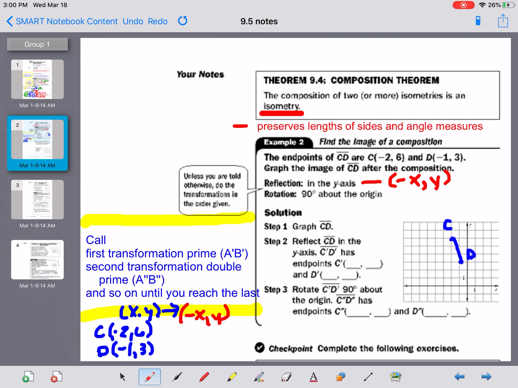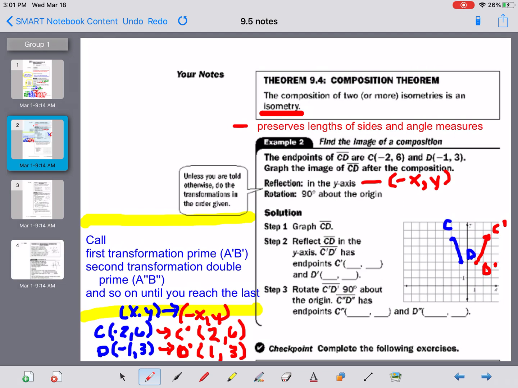So I'm trying to find C prime and D prime now. My X was negative 2, its opposite is going to be positive 2. My Y is going to stay the same at 6. My D was negative 1. I'm going to do its opposite, which is positive 1, and the Y is going to stay the same at 3. So if I go ahead and graph these, here's my C prime. My D prime comes right here. And here's my new one after one change.